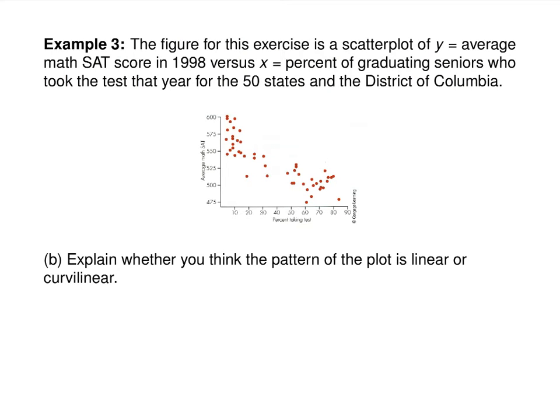Explain whether you think the pattern of the plot is linear or curvilinear. So do the points more or less fall in a straight line? So try to imagine a line going through those points. And maybe that's okay, but you could also imagine that perhaps there was some kind of exponential decay-like curve going on. So you can justify this either way. I think it's wise to say that the points are pretty much linear, but might be a little bit curved.